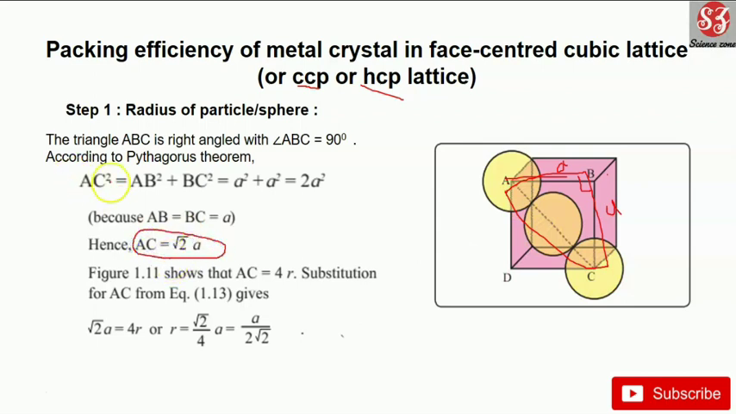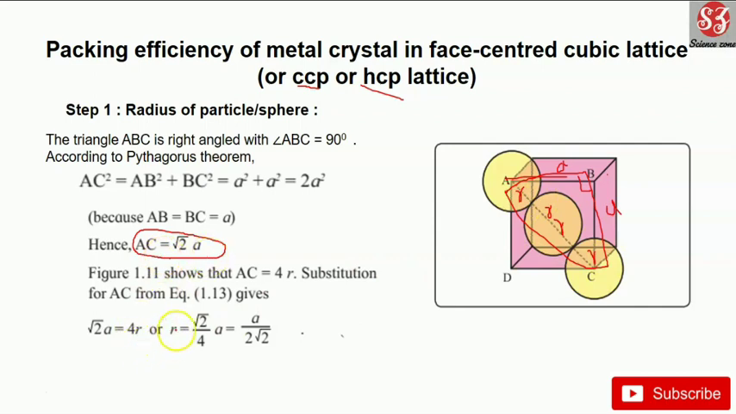Okay, AC square is 2A square. So AC is under root 2A. So the AC length is under root 2A. Now, again AC is equal to 4R. See, this is first R, here 2R because a complete circle is there on this face, and here R. So your AC equals 4R. Therefore, under root 2A equals 4R.